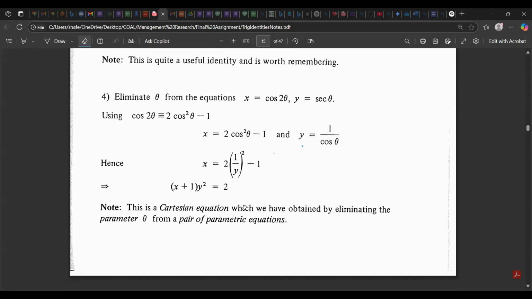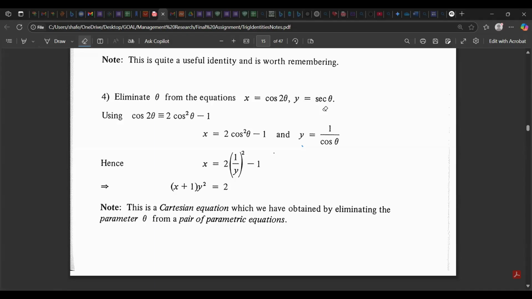Then there are some other uses, like you see here, where you want to eliminate theta from the parametric equation, as you call it. How do you remove the theta from it? Well, maybe you want to write it in terms of x and y only. So notice what I did here. Instead of writing cos 2 theta, you can write it like this. So x is this, y is this.